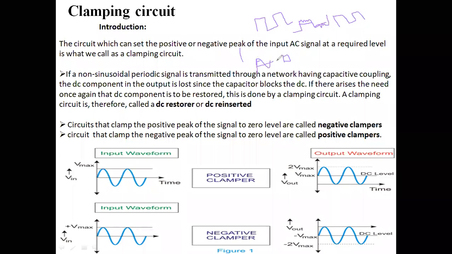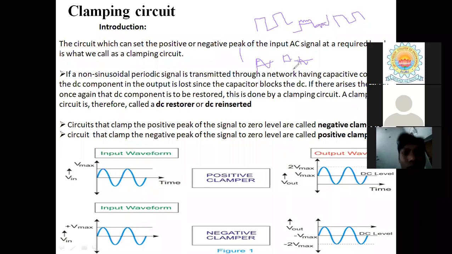Therefore, the output will pass through the clipper. The clipper is going to maintain only 5 volts peak to peak. This is what we have seen regarding the advantages of clippers.